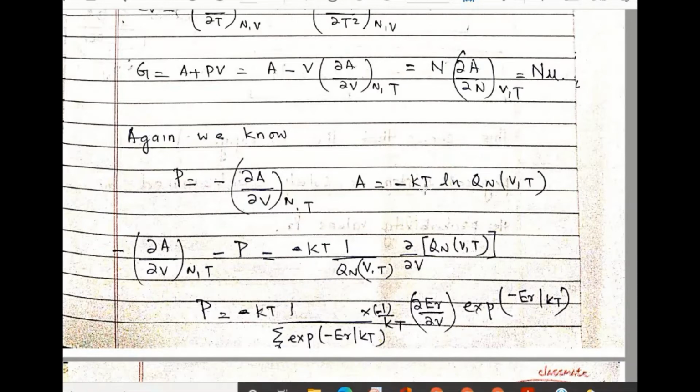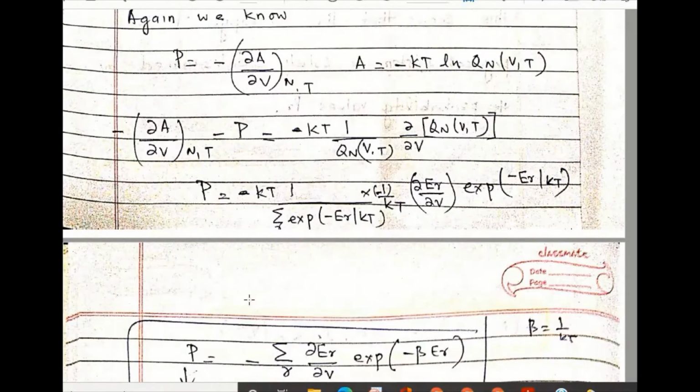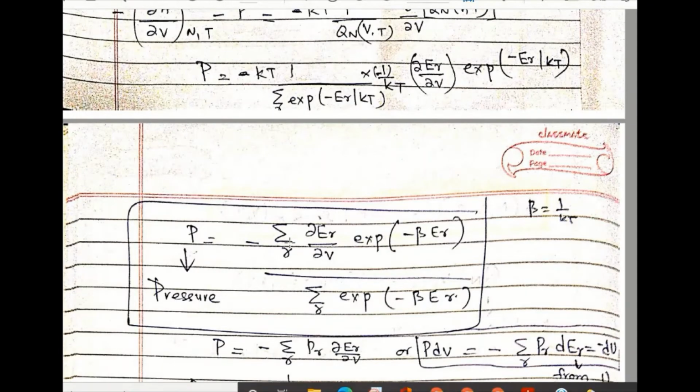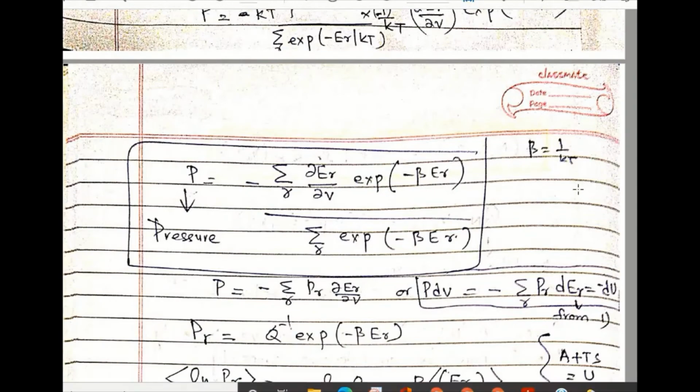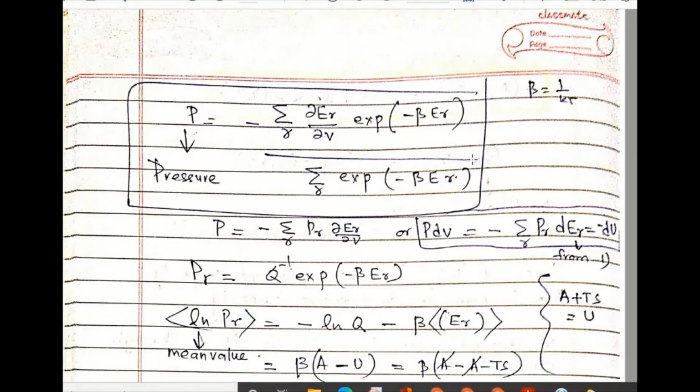So when you do it for P, because you are differentiating with respect to V, only this term will appear. On differentiation, because it is ln Q, Q goes to the denominator, into minus 1 by kT. Expand Q and you will get this expression. So finally the pressure expression comes out to be minus summation over r of dou Er by dou V exponential minus beta Er, divided by summation exponential minus beta Er. Once again, beta is equal to 1 by kT. Sometimes we use kT, sometimes we write beta.